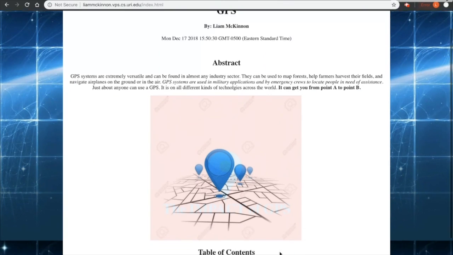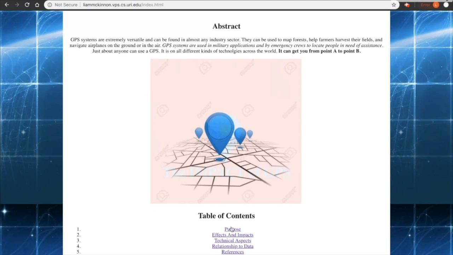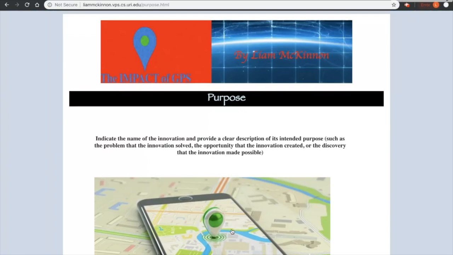Let's get into our table of contents. First, we have purpose, effects and impacts, technical aspects, relationship to data, and references. So we'll go into purpose first.